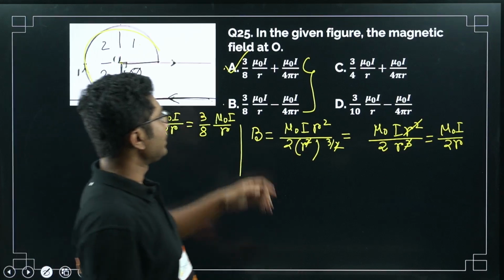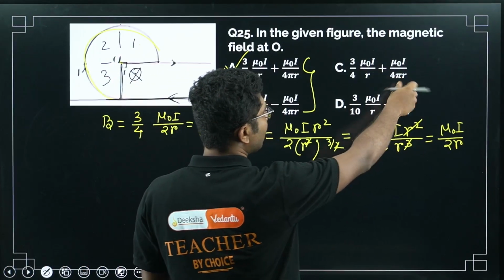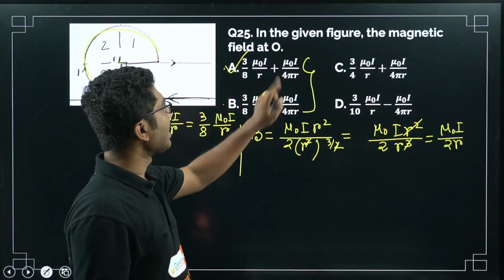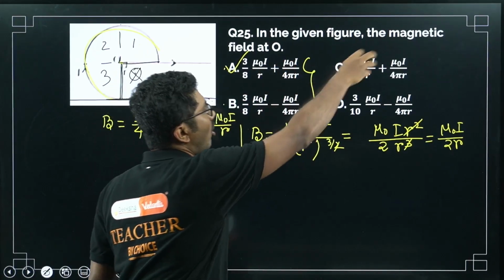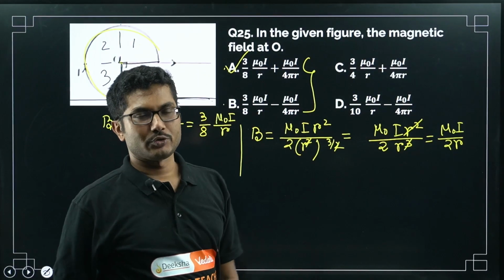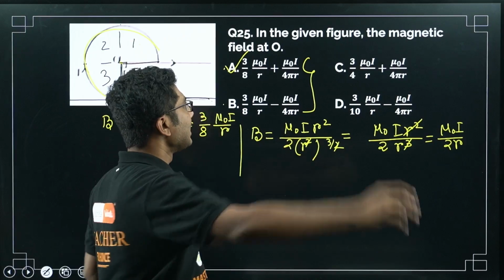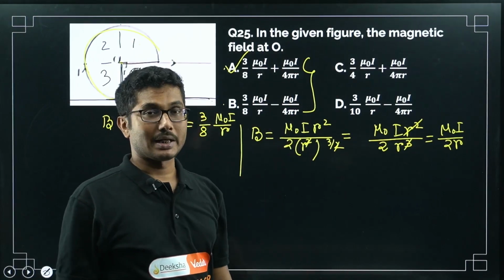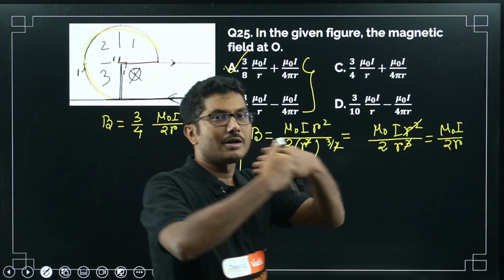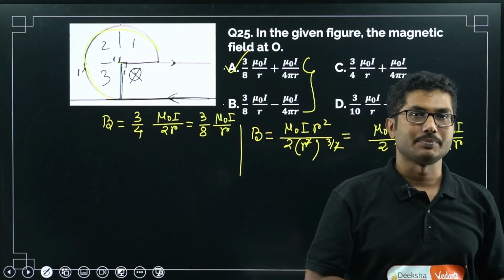Because if you see here also mu naught I by 4 pi r, mu naught I by 4 pi r, mu naught I by 4 pi r. So the second part of all the 4 options is same. So you don't even need to calculate this value. Even if you calculate, you know it will be mu naught I by 4 pi r. But whether it will be plus or minus, that is the question.